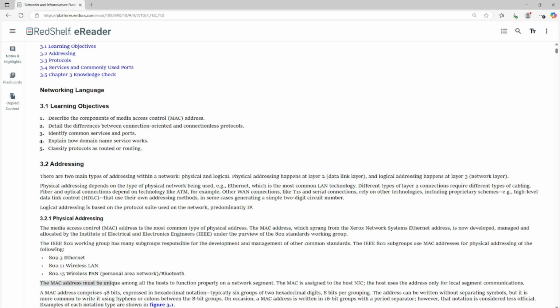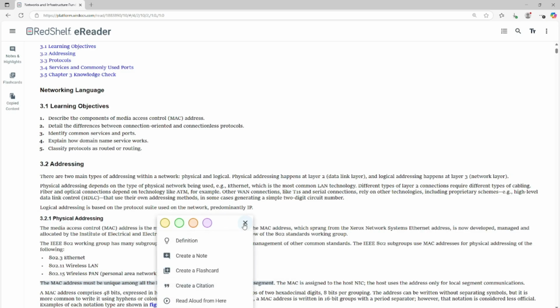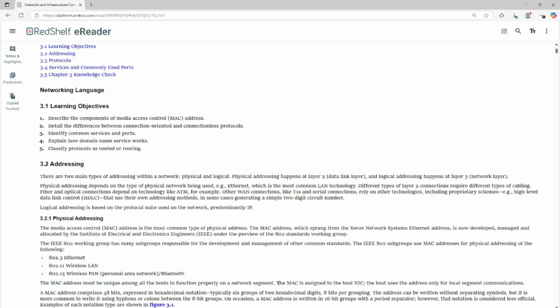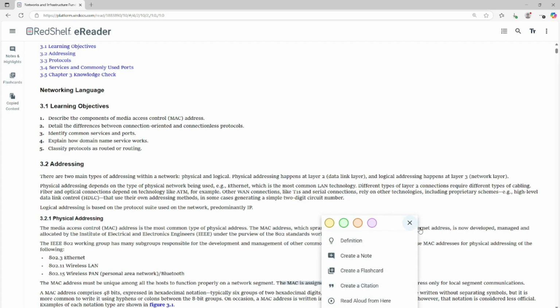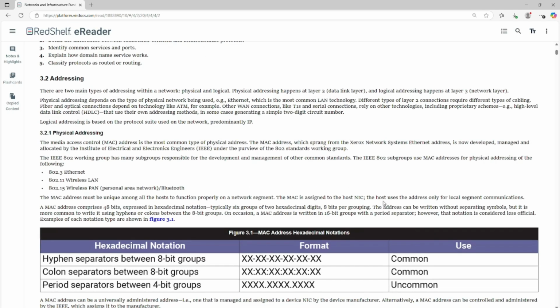The MAC address must be unique among all the hosts to function properly on a network. It must be unique. No two devices have the same MAC address. The MAC address is assigned to the host network interface card, NIC. The host uses the address only for local segment communication, at the local area.